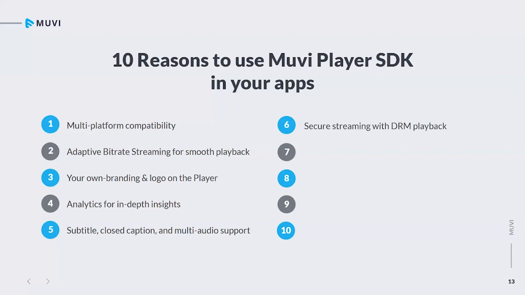And then we have secure streaming with DRM playback. In the demo, I also showed different security options. That's not all. You can also apply DRM on top of your content, and Movie Player SDK will support the playback of such DRM protected content. Not all players can play DRM protected content, and Movie Player will make sure that it plays without any issues.